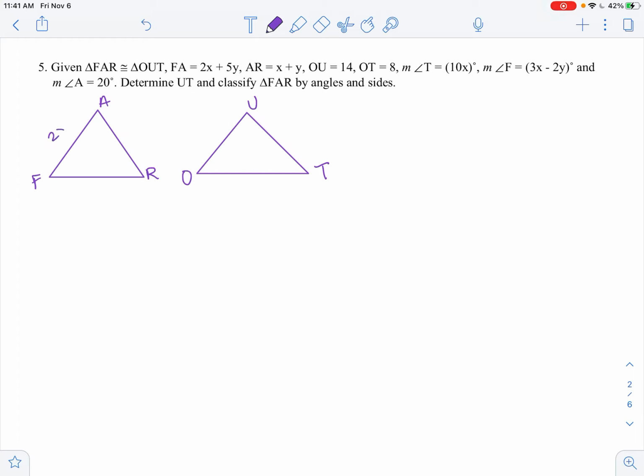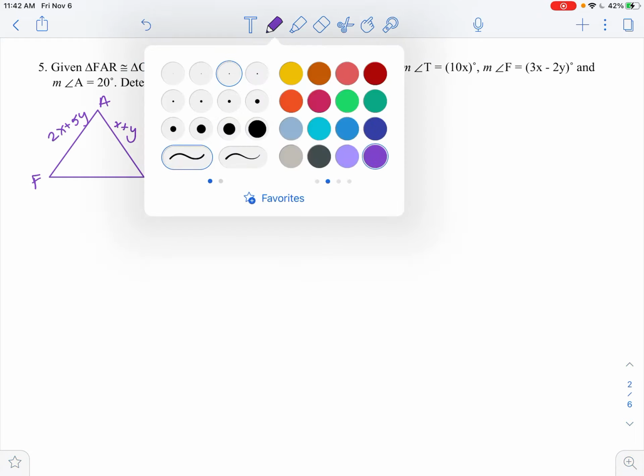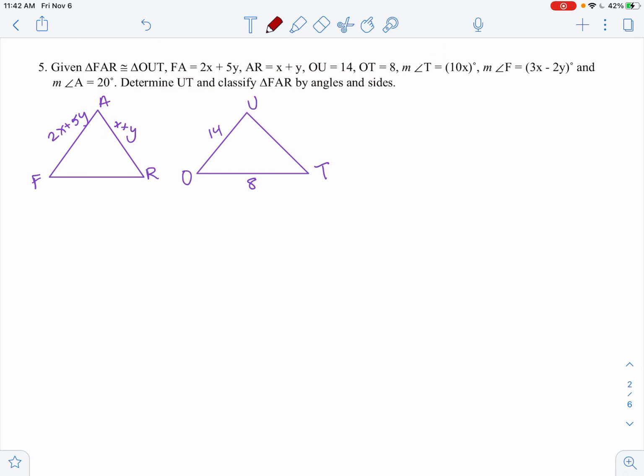So it says FA is 2x plus 5y. It says AR is x plus y. OU is 14. And OT is 8. And then it also gives me some angles. It tells me the measure of angle T is 10x. It tells me that the measure of angle F is 3x minus 2y. And it tells me that the measure of angle A is 20. So our job is to find UT and classify.